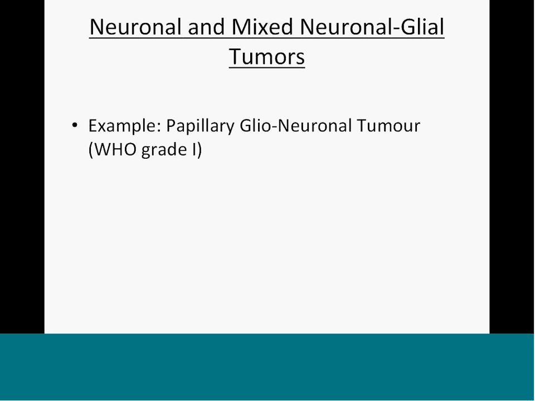The great advantage of so many different versions of the WHO book is that we get new tumor types being added, and one of them, for instance, is the PGNT, which is a WHO grade 1 tumor. And just for the benefit of the viewers, I've added a picture of that.